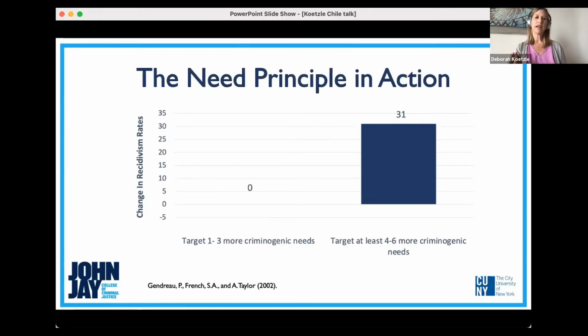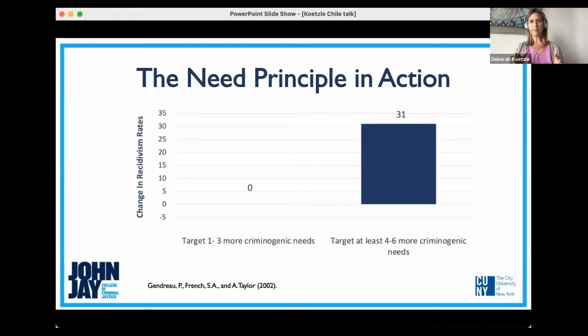And here in this study, this is a meta-analysis, when programs targeted at least 4 to 6 more criminogenic needs, so the balance was heavily weighted towards criminogenic needs, they reduced recidivism an average of 31%. When the balance was more even of criminogenic to non-criminogenic needs, there was limited reduction in recidivism. And in fact, the average effect was 0. And so the point is, our focus should be on criminogenic needs because those are the factors that are driving the likelihood of recidivism.